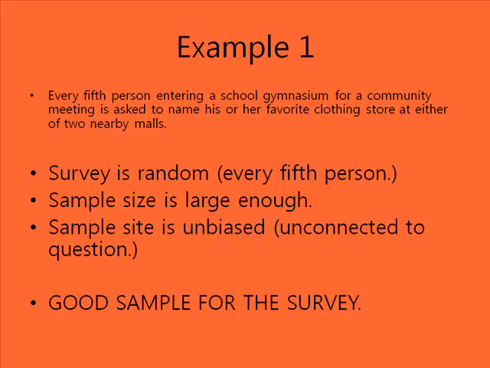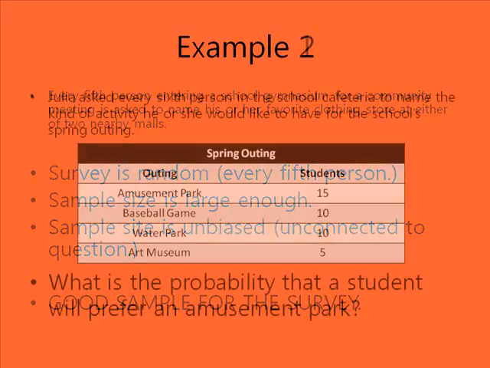One, it is random. The person chose every fifth person. The sample size is large enough. They asked quite a few people. And it's unbiased. That means they didn't ask this in front of a mall. They asked this in a place that had nothing to do with the mall. That will get them the most honest answer. This is a good sample.